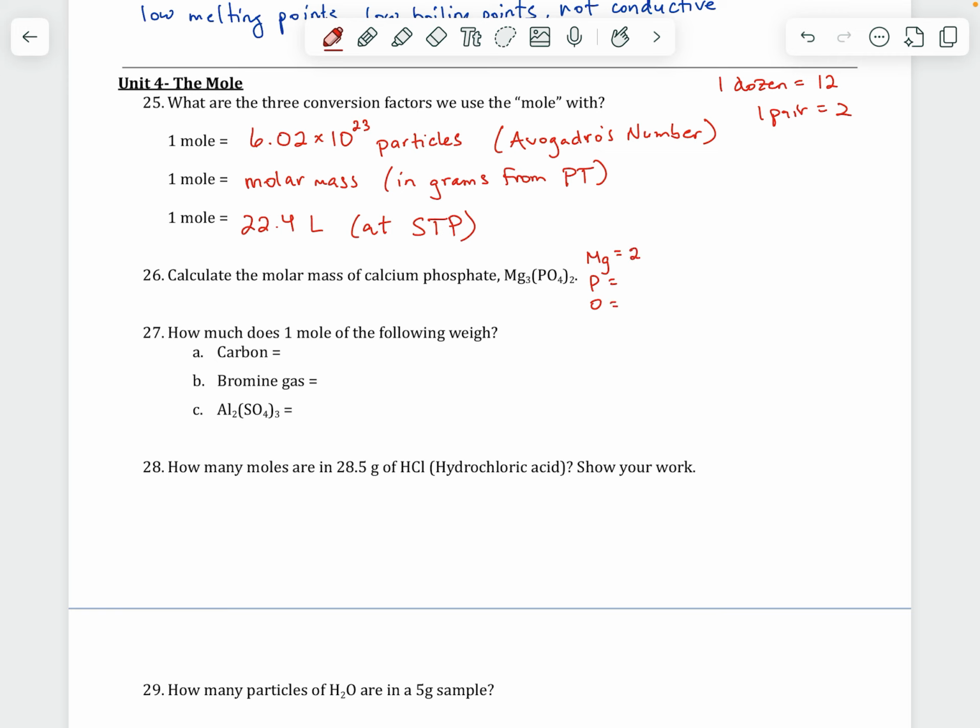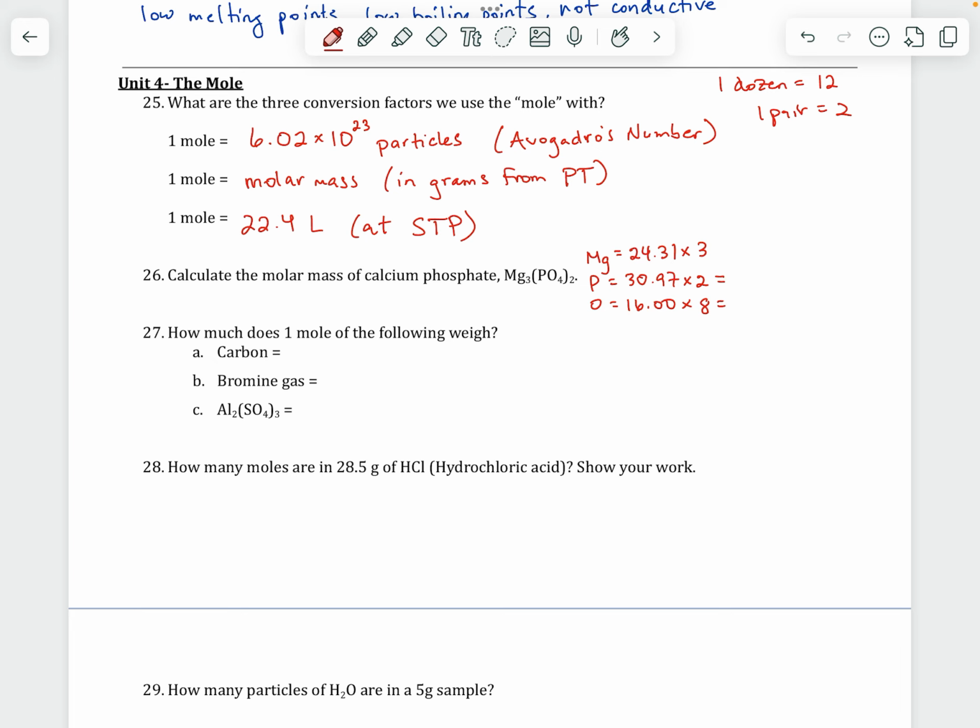So magnesium has a mass of 24.31 grams. Phosphorus would be 30.97, and oxygen would be 16. And we have 3 magnesium that we have to take into account. We have actually 2 phosphorus atoms that we have to take into account, and we have our 8 oxygen.